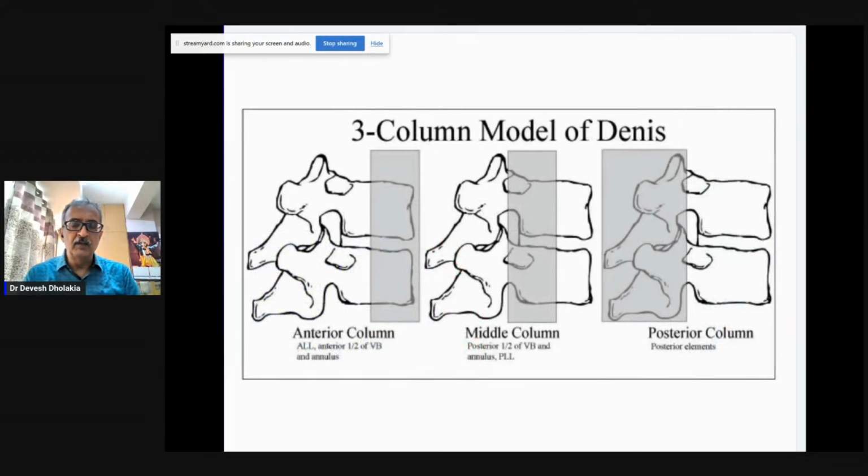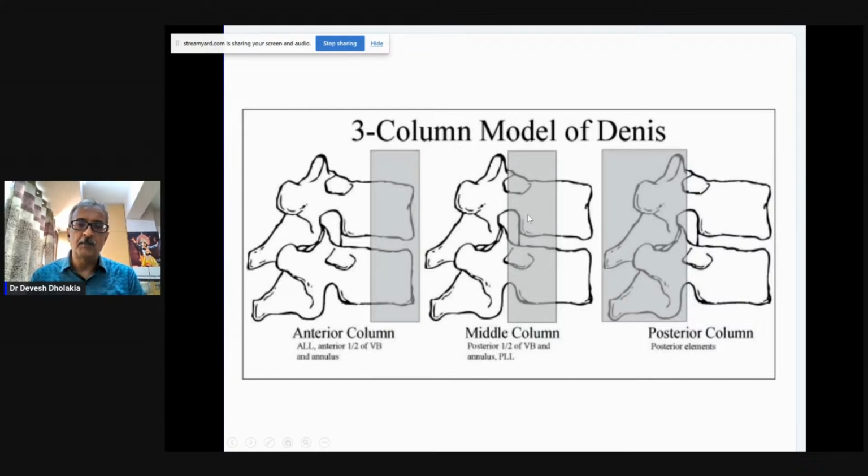There is a three-column model formed by Denis. It has a middle column, an anterior column, and a posterior column. The anterior column is formed by the anterior half of the vertebral body, the anterior half of the disc, and the anterior longitudinal ligament, which is in the front.